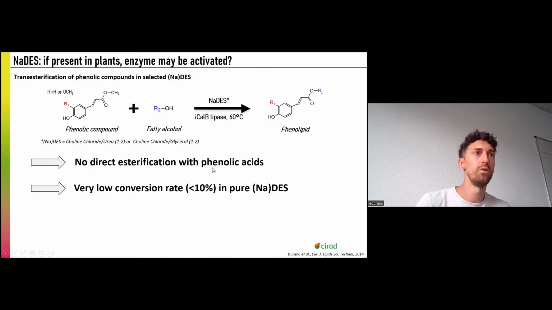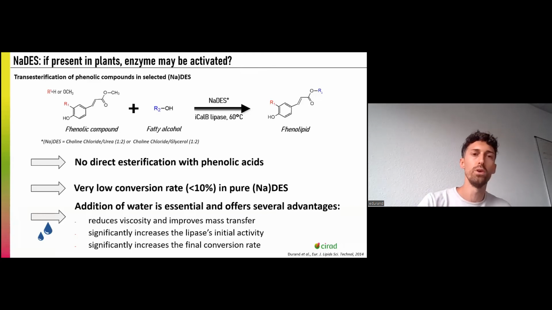And what we observed at the beginning was no direct esterification with phenolic acid. So if we start with phenolic acid instead of methyl ester, we do not observe any biotransformation because of the strong interaction of the acidic group in the network of the medium. And when we move to methyl ester, a very low conversion rate was observed in pure natural deep eutectic solvent. But when we add water content to the NaDES, we significantly increase both the lipase initial activity, but also the final conversion rate.